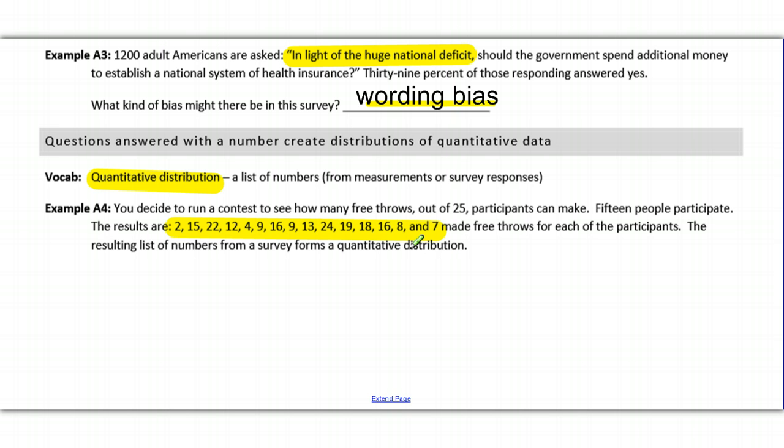And what we're going to do with that in the upcoming examples is try to learn about, well, where is the middle of that distribution? How far apart are these numbers compared to one another? And do some basic analysis with that data.